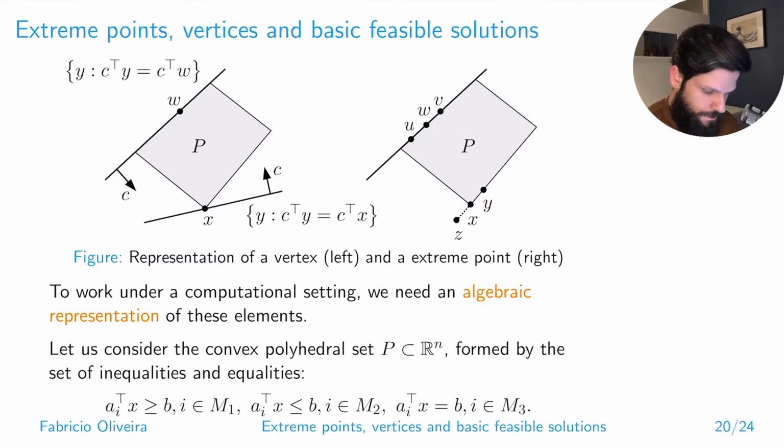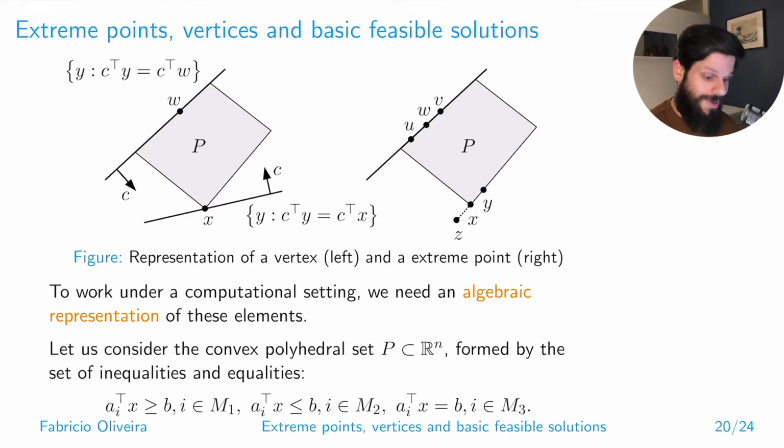Okay. But of course, in a computational setting, we need to look into an algebraic representation of these things. And that's why we'll move on and think about the notion of basic feasible solutions. So let us define it: take a polyhedral set in R^n, formed by a collection of inequalities and equalities, in any direction. So I have greater-or-equal inequalities, lesser-or-equal inequalities, and also equalities. And I'm creating these sets M1, M2, and M3 to keep the indices of each.